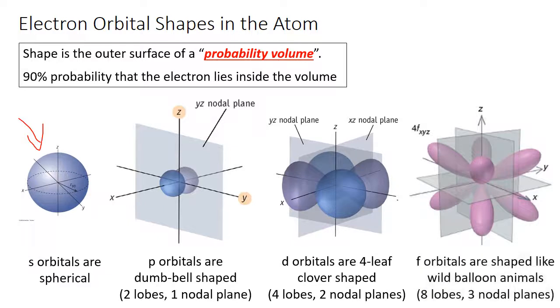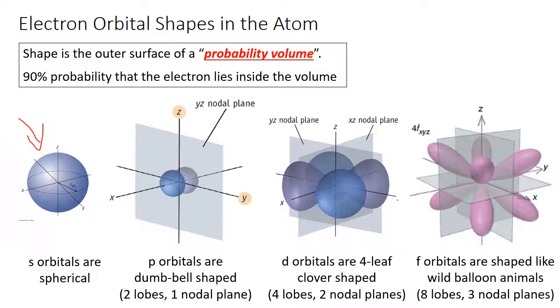And the last thing is the f orbital. That looks like some kind of wild balloon animal that has 8 lobes and 3 nodal planes. And you can see the sequence. We go from the s orbital, not showing any lobes, but just a sphere. The p orbital showing 2 lobes, the d orbitals 4 lobes, and the f orbitals 8 lobes.